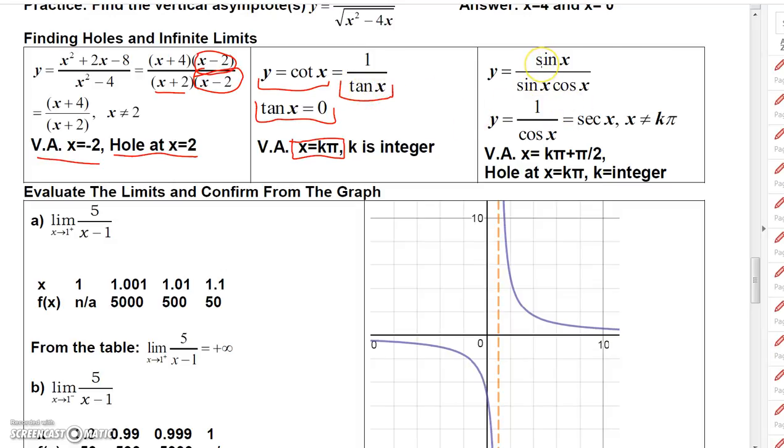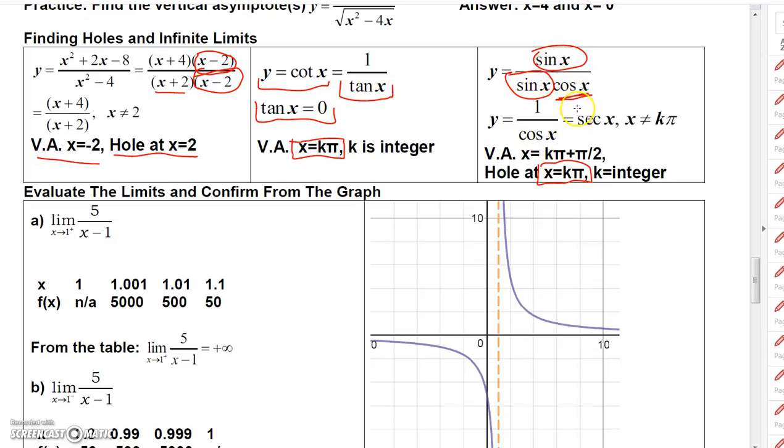Now here, sine x over sine x cosine x, well, anything that makes sine x 0 on top is going to make sine x 0 on bottom. So you're going to get a hole at any value that makes sine x 0. And that's going to be basically any integer multiple of pi. And then what makes the vertical asymptote is at cosine of x. What makes cosine of x 0? Because if you have cosine of x 0, then the denominator is 0 and the top is not.